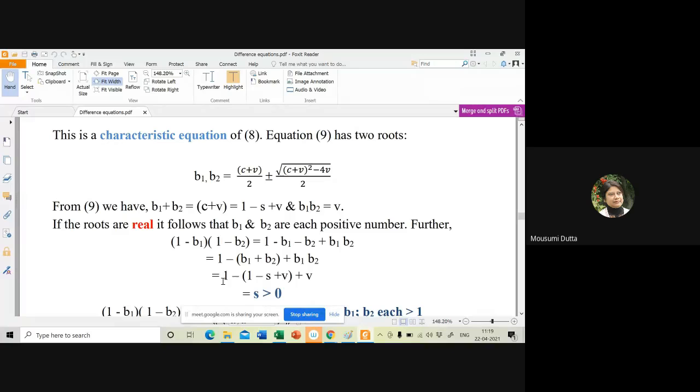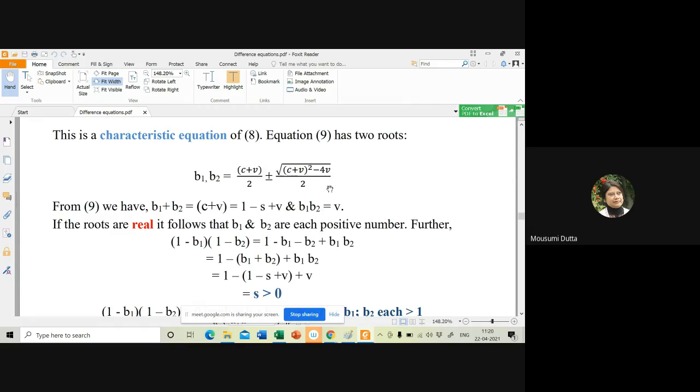So these are the two roots, b1, b2: c plus v by 2 plus minus root over c plus v whole square minus 4v by 2. Actually, you can write 2a. However, I'm splitting it into two parts, because roots may be real distinct, or real repeated. In case of repeated real roots, the value will be only c plus v by 2. Or if the discriminant is negative, that is 4v is greater than c plus v whole square, in that case we will get complex roots.